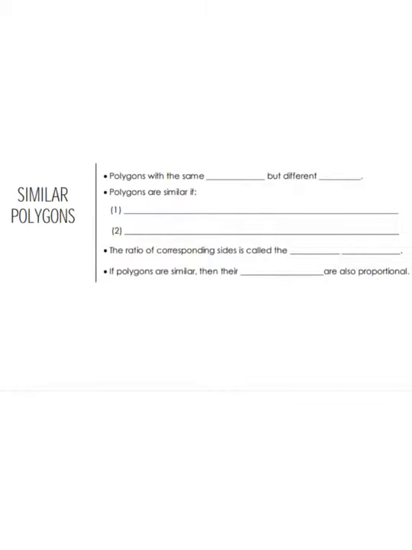Alright, this is the similar triangles video. Similar polygons. Polygons can be triangles, quadrilaterals, whatever. We'll focus mostly on triangles, but similar polygons are polygons with the same shape. So two triangles that look exactly the same, but different size, which means one's bigger than the other, but they look exactly the same otherwise.